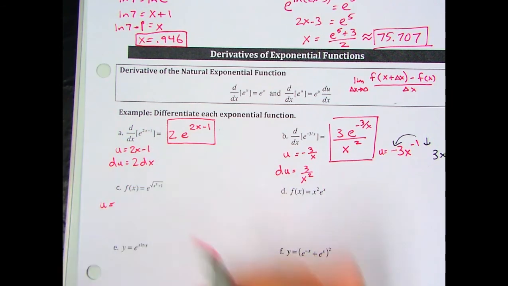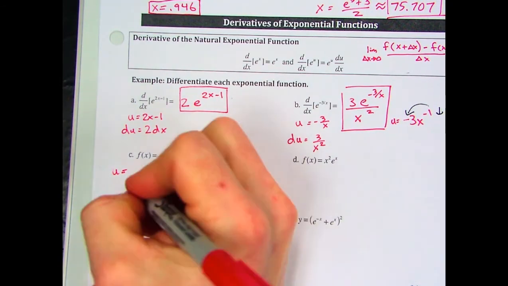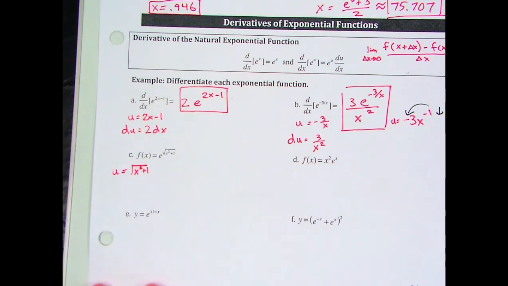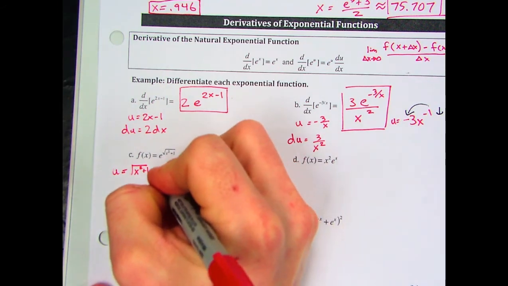For C, we're going to let u equal the square root of x squared plus 1. And we're going to rewrite that to the 1/2 just to make it easier.